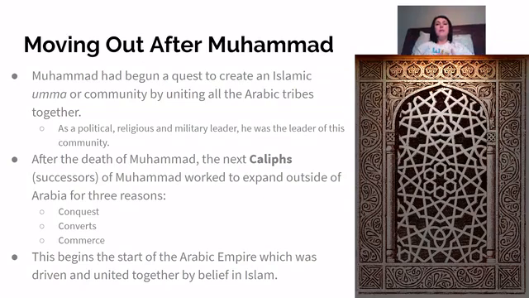One of the things that's going to happen after the death of Muhammad, just to provide a little bit of context, is that he hadn't really designated a successor. So the people that come after him become known as the Caliphs, or the successors of Muhammad. When Muhammad died, the unity of the Ummah, or the Islamic community under all these different Arabic tribes, was threatening to fall apart. So expanding outside of Arabia within this kind of Islamic empire of faith became a way to unite these people together under a common mission.